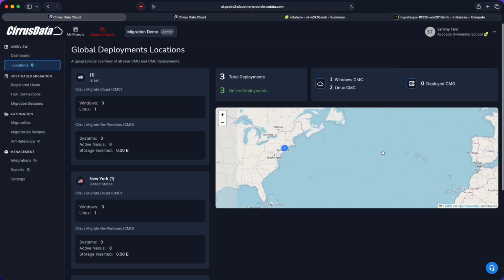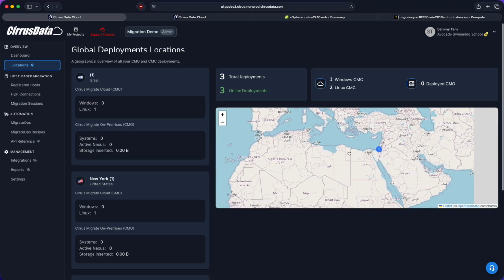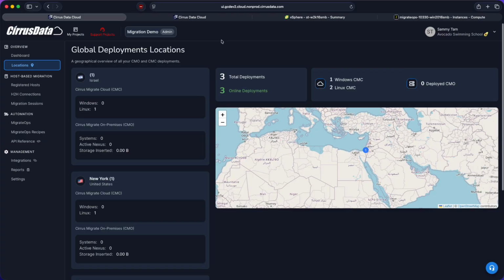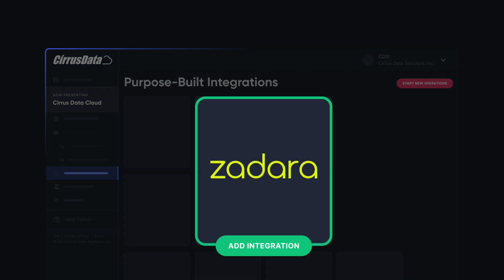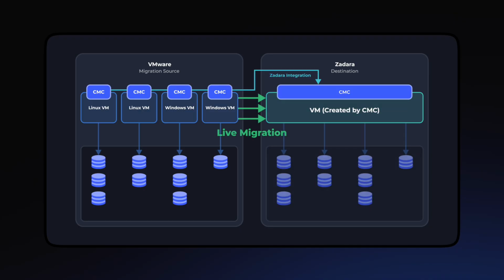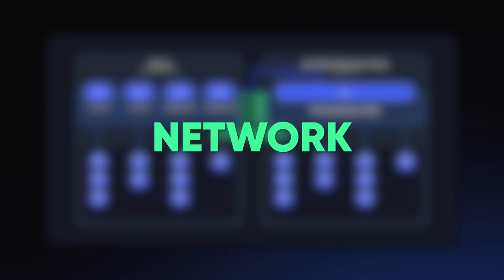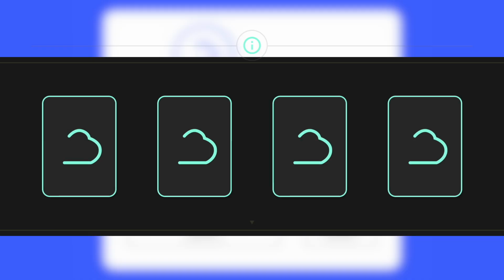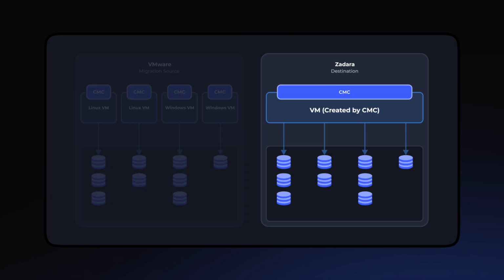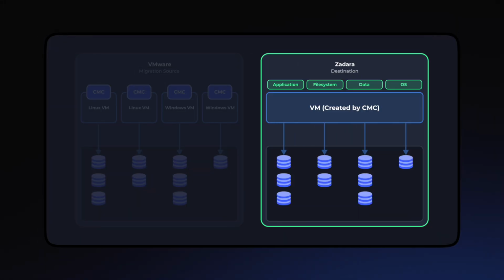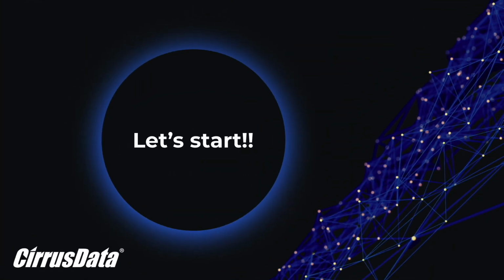Using this demo as an example, we are migrating from our on-prem lab all the way to Zadara environments in Israel. Next, Cirrus Data Cloud will use its Zadara integration to create a new virtual machine and start your live migration non-disruptively. CMC will also prepare your compute, network, storage environment, and all other necessary remediation steps automatically for you. When you are ready to cut over, since CMC has already kept your data synchronized in Zadara, all we need is to shut down the source and power up the VM on Zadara.